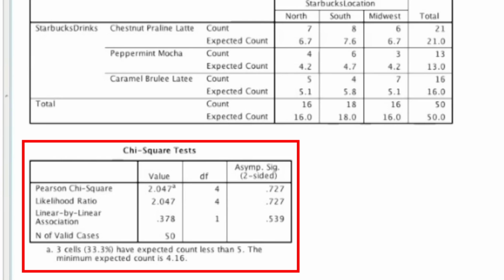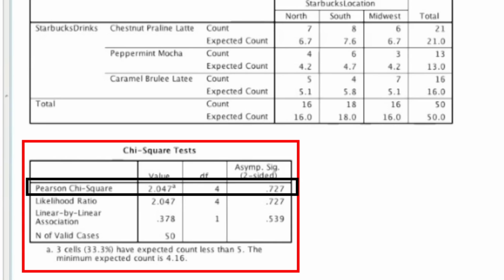And now the last box is actually going to give you your chi-square. And what you'll want to do is look at the Pearson Chi-Square row. And here we could see that our p-value is 0.727. So what this indicates is that there is not a significant relationship between the type of holiday drink and the location of the Starbucks. So essentially, the location of the Starbucks does not favor one drink over another.